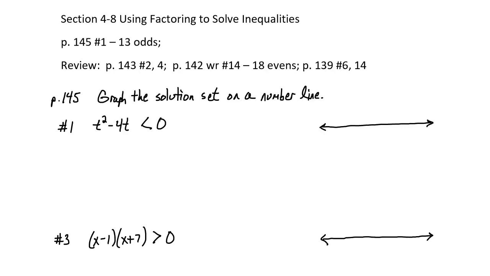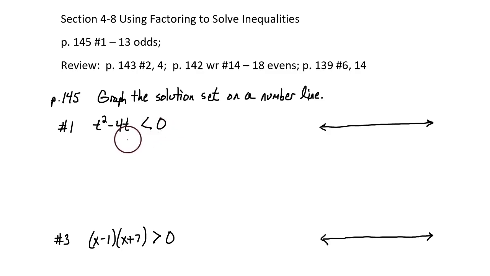Here are the answers for the section 4-8 homework. We're going to use factoring to solve inequalities. On page 145, we're asked to graph the solution set on a number line. In number 1, we have a binomial, and this is less than 0.